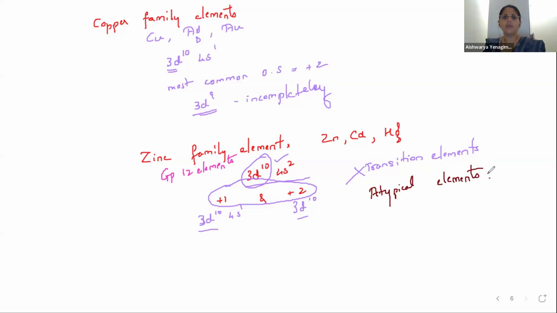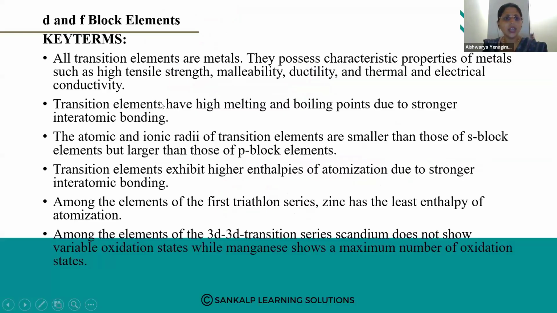So with this basic introduction again of d and f block elements, let us move to the physical properties of d and f block elements. The first physical property is melting and boiling points. Transition elements have high melting and boiling points.